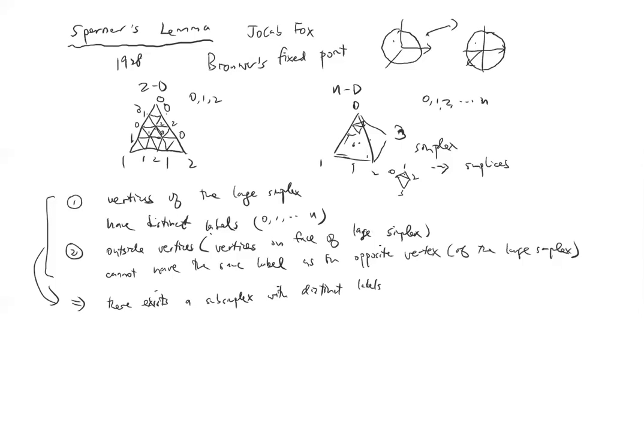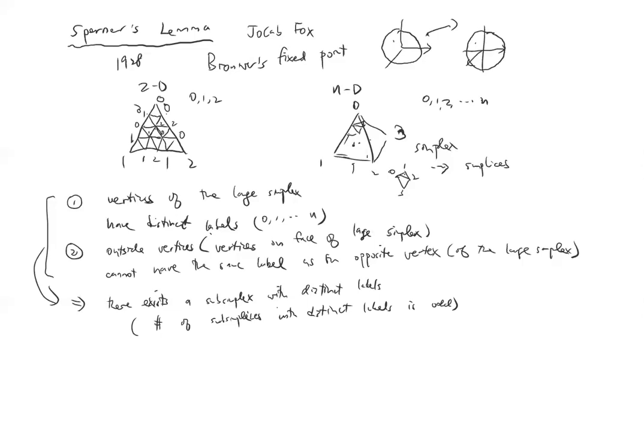The stronger statement is basically that the number of subsimplexes with distinct labels is odd. So we have an odd number of these distinct labels. Of course, because it's odd, it cannot be 0. Therefore, there must exist a subsimplex with distinct labels. So this is basically Sperner's lemma. Now we will try to prove that.